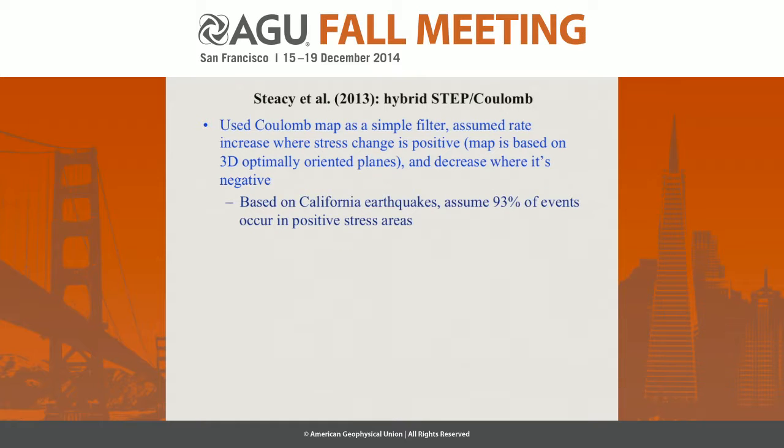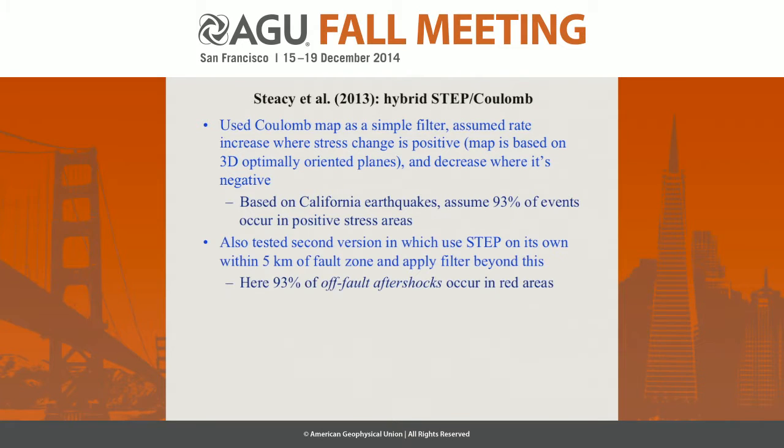The other thing that we did was we had a generic parameter here, and we assumed that 93% of the events were going to occur in the positively stressed areas. So that was based on some observations from California. How robust it is unclear, and you'll see some results in a second on that.